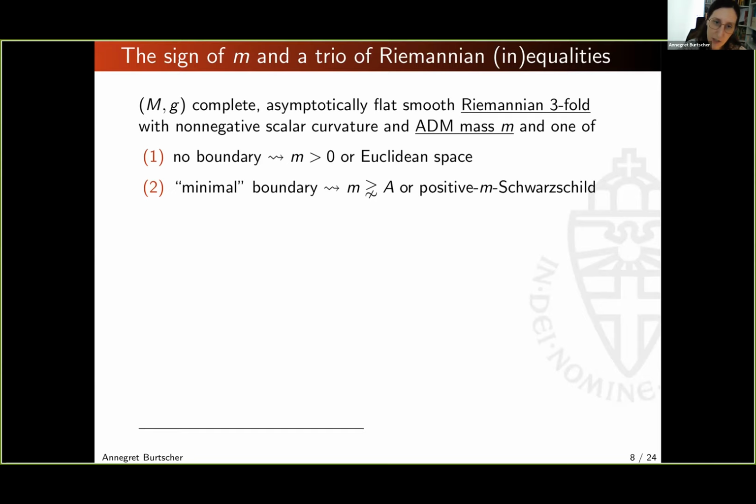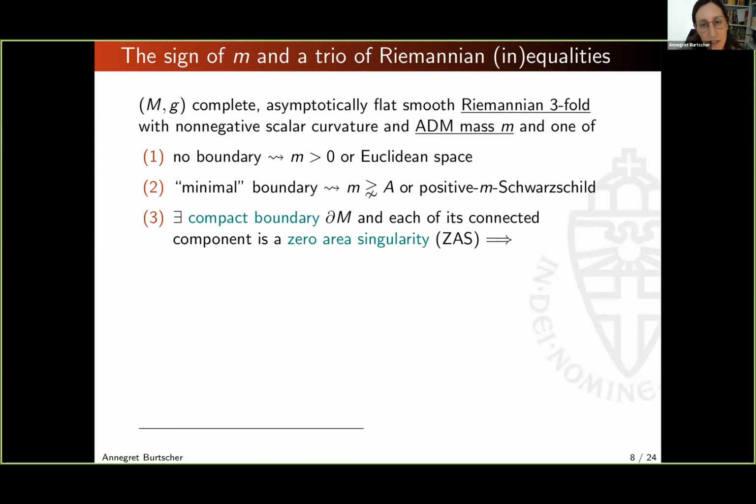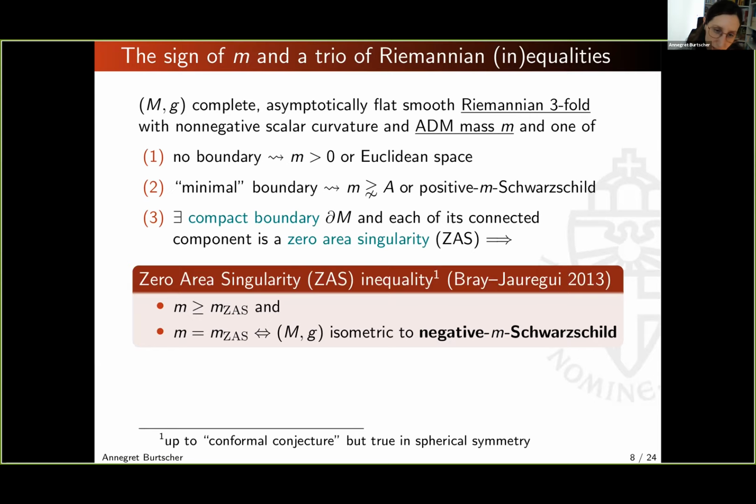And so the third inequality that exists is the one where, again, we have a compact boundary, and we assume that each of these connected components is a zero area singularity. I'll say more about what this is later. And in this case, there is also an analogous inequality.